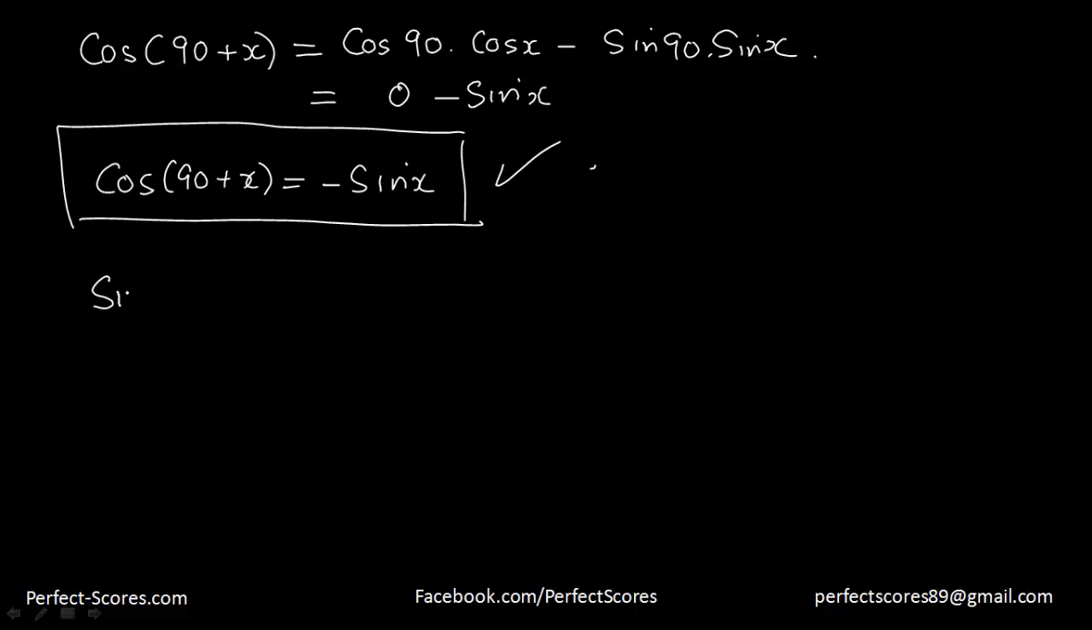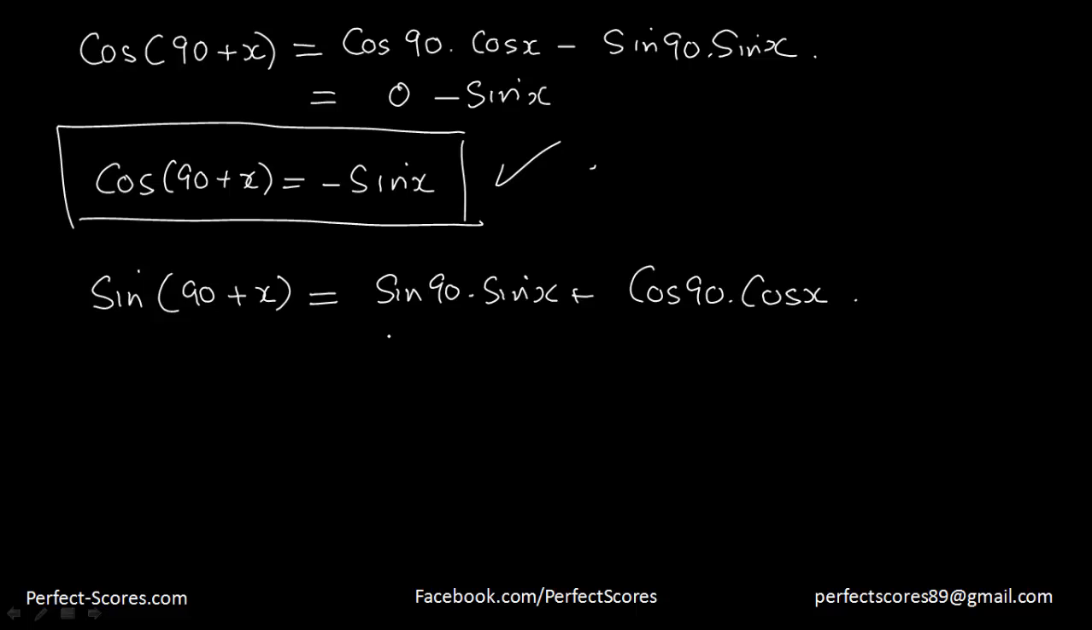Another expression would be sine of 90 plus x. Now we know that if we apply the value of sine a cos b plus cos a sin b, it's going to be sine 90 into cos x plus cos 90 into sine x.